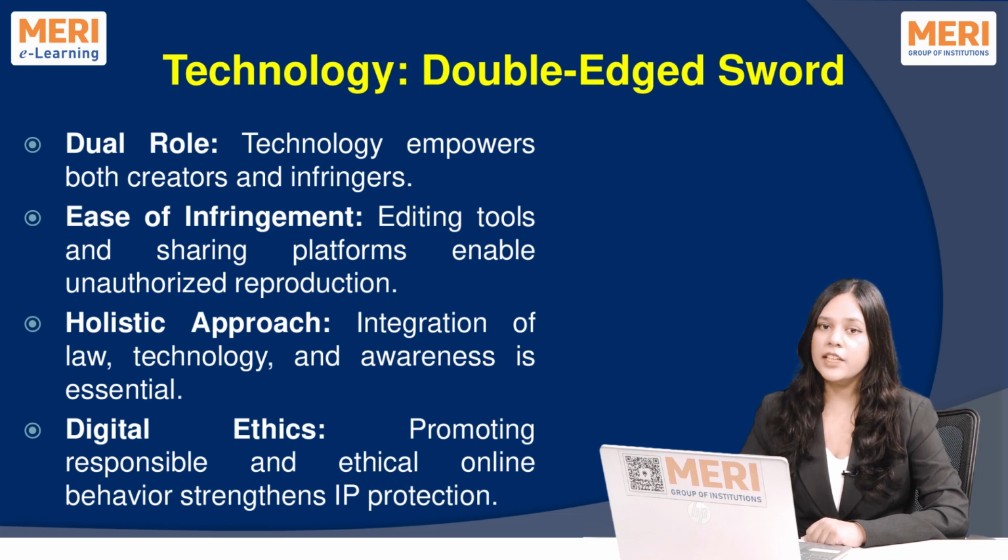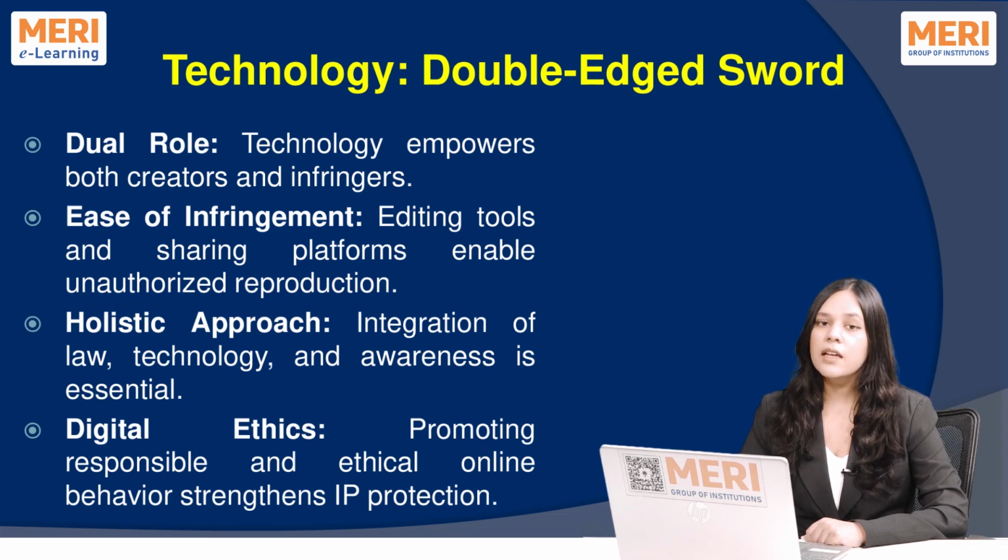Technology, the double-edged sword. Technology serves both as an enabler and a disruptor of intellectual property protection. The same tools that empower creators also empower infringers. Advanced editing software, digital manipulation tools, and content sharing platforms make it easy to reproduce or alter creative works without authorization. On the other hand, technological solutions such as digital watermarking, encryption, blockchain verification, and automated content monitoring offer innovative ways to safeguard ownership and trace infringement.